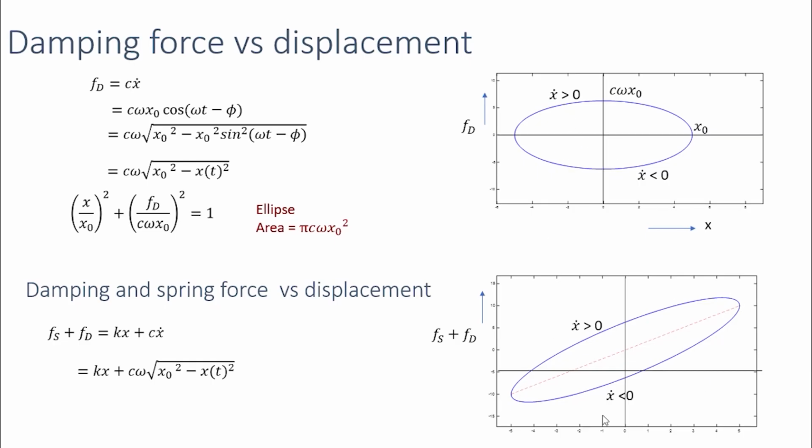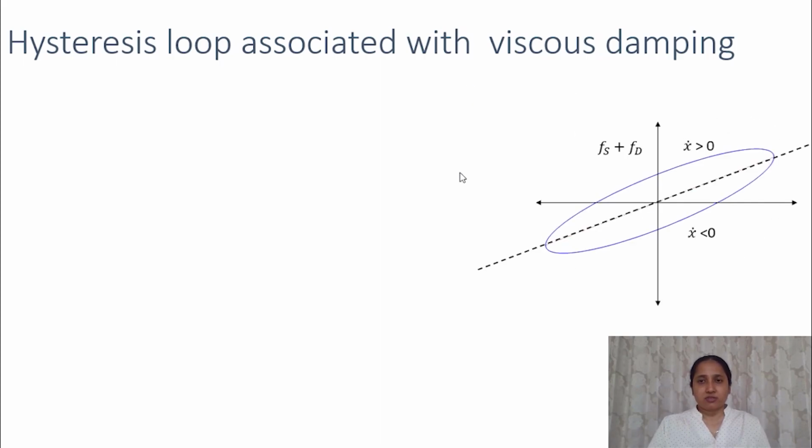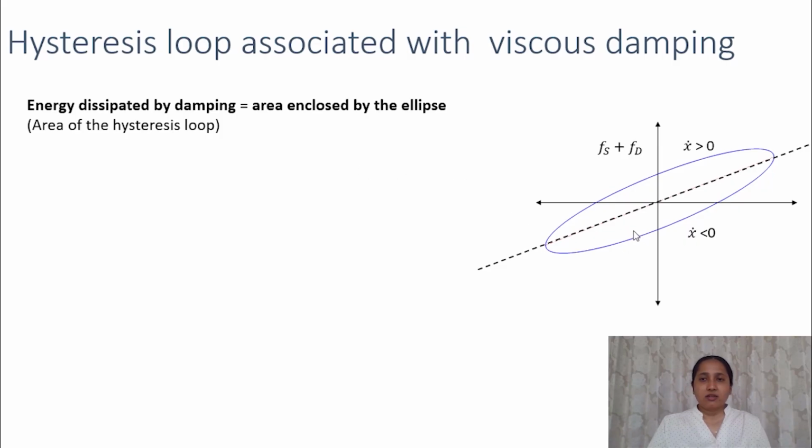This force displacement curve is also known as hysteresis loop, and the area of this loop will be proportional to the forcing frequency. So if the forcing frequency is high, the area enclosed, that is the energy dissipated, will also be high. Now let's look at some properties of this hysteresis loop associated with viscous damping. So this is the loop we just saw. Energy dissipated by the damping force, that is the viscous damping, is equal to the area inside this ellipse or the area inside this hysteresis loop.